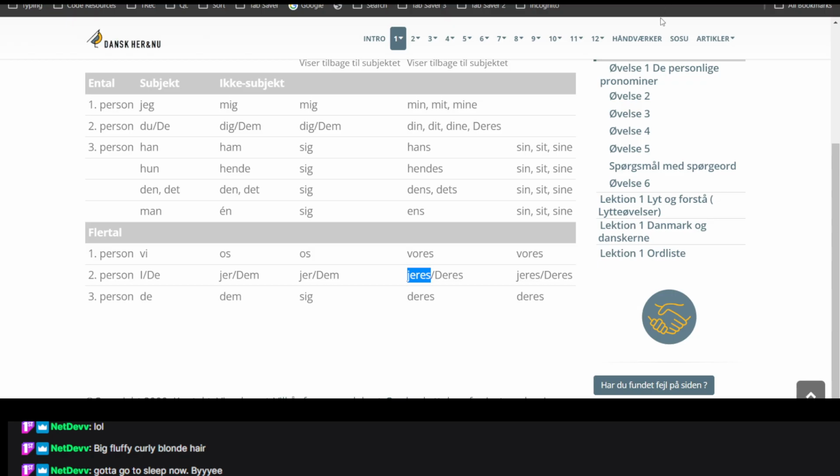Listen and translate into Danish. Okay, the last part is hard to comprehend in real time.